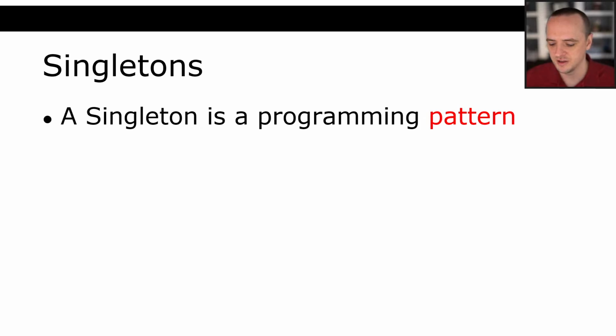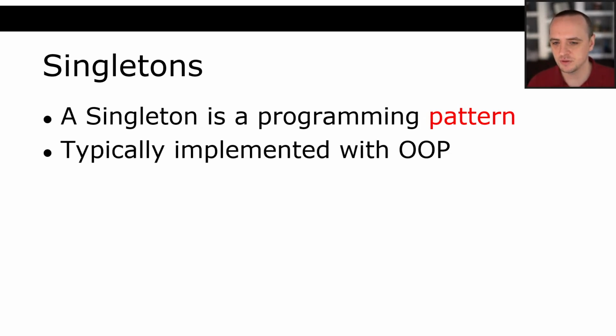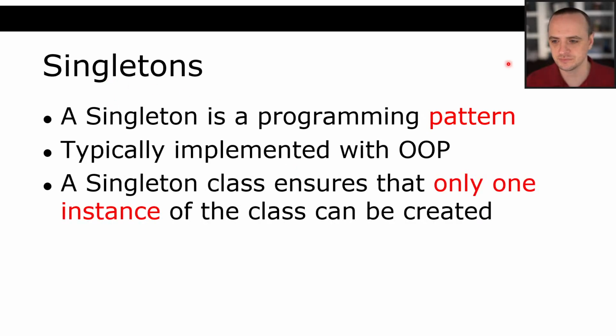All right, so a singleton is a programming pattern, meaning it's a type of thing. It's not a data structure. It's a way of programming a class, for example. It's typically implemented with some sort of object-oriented programming. So in a programming language that uses OOP, typically we implement singletons as an object, and there is a specific pattern of implementing that object.